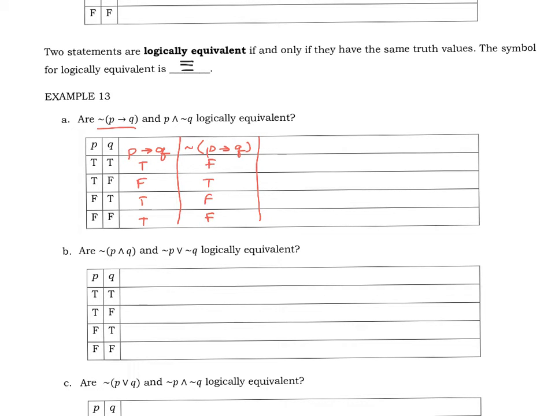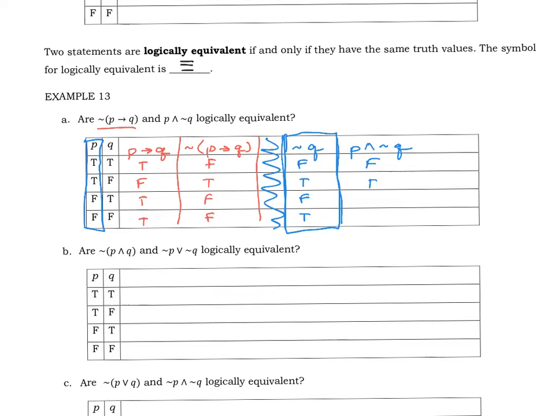All right, so now let's look at the next one. Let's find the negation of the Q first. So that's false, true, false, true. And then we need to look at the conjunction of P and not Q. Okay, so in this situation, we just want this column and this column right here. So true, false will give us false. True, true is a true. False, false is a false. False, true is also a false.